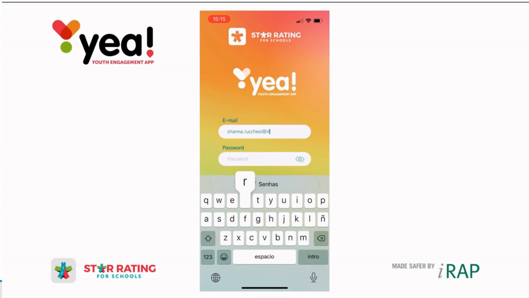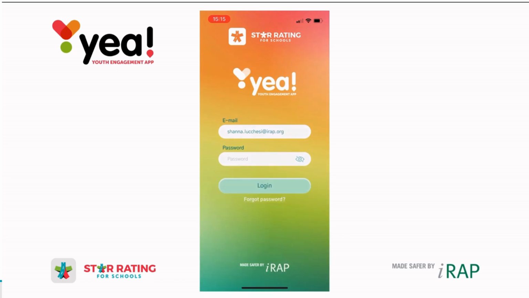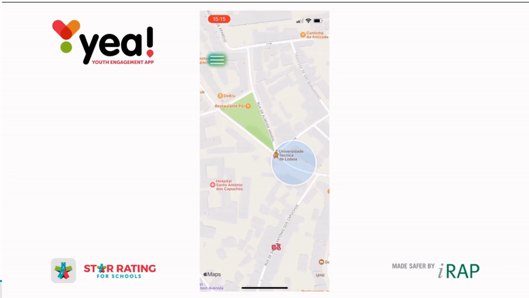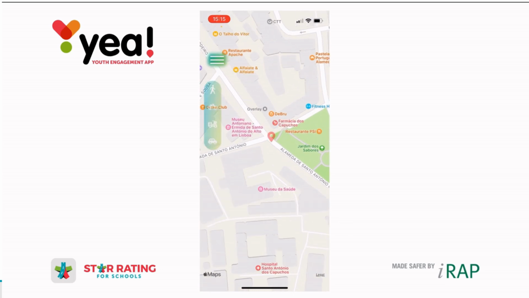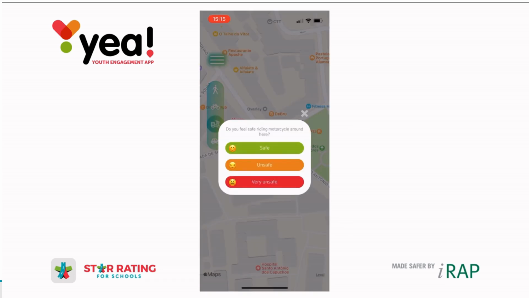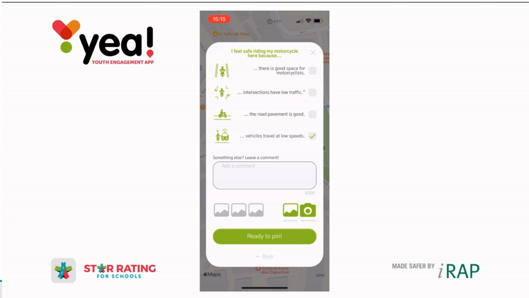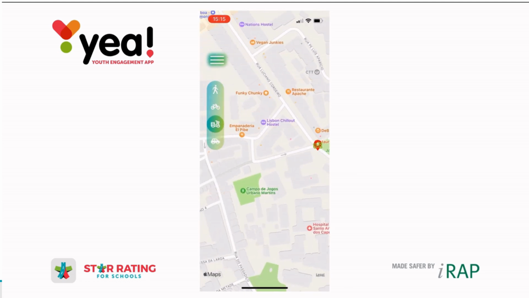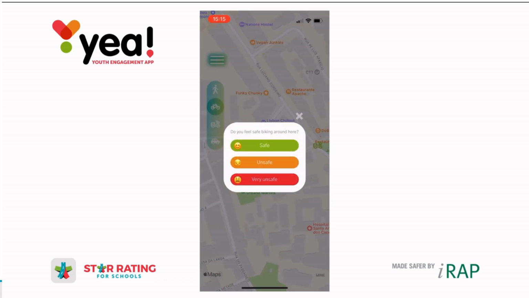The app collaborates with the STAR rating for schools program and aims to collect road safety perceptions of students traveling to and from school. As you can see in this quick demonstration, students can ping locations and report if they feel safe, unsafe, or very unsafe, traveling by foot, by a bike, by a motorcycle, or as a car occupant. The app records the pins, populating a map with the perceptions.